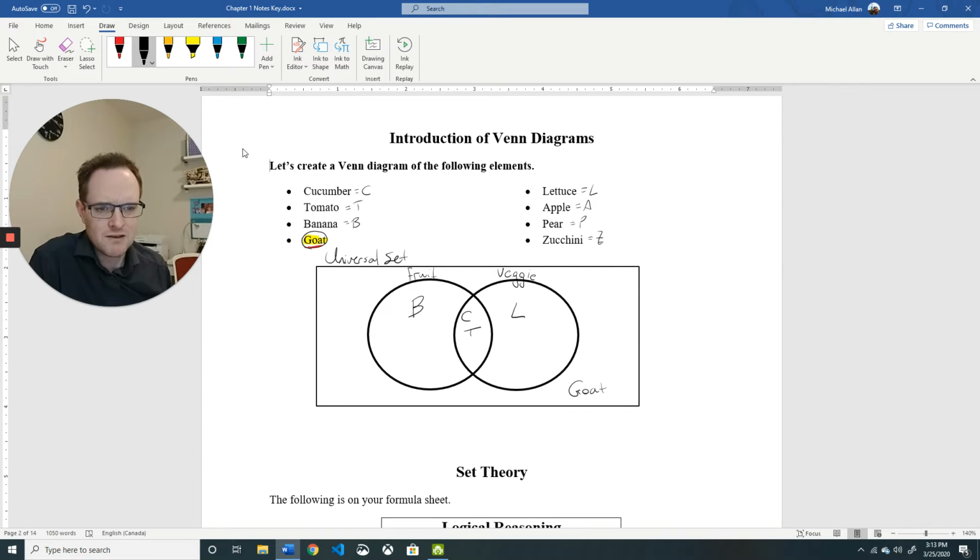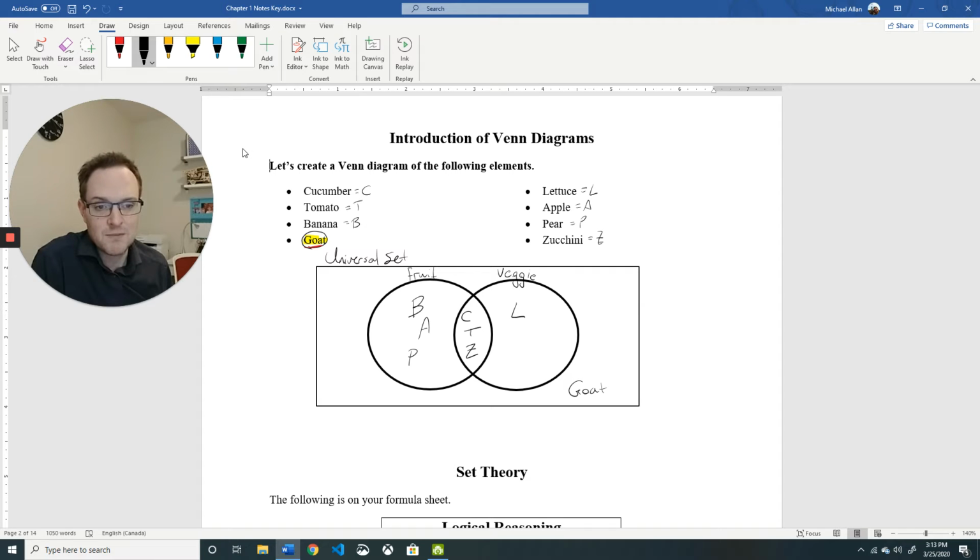So we're not going to put him in the intersection point because he's not going to be in the fruit circle as well. An apple, always considered a fruit. A pear, always considered fruit. And a zucchini, technically because of the seeds inside it, is also considered a fruit and a veggie at the same time.